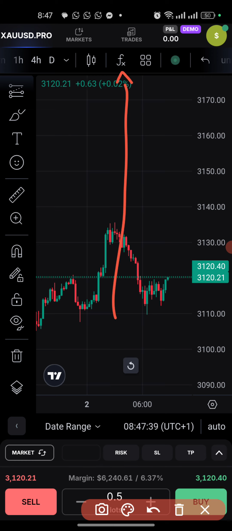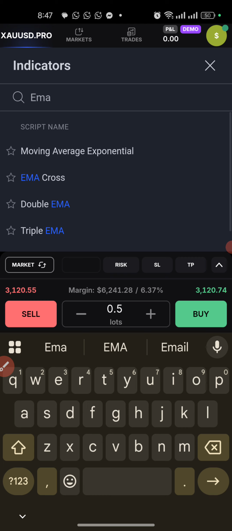That FX is for indicators. So you tap on that and then you search in the search bar, just type EMA. So you see moving average exponential. Tap on it 3 times. Make sure you don't tap on it more than 3 times. 1, 2, 3. So when I close this, you see that I have 3 EMAs that have shown up on my chart.